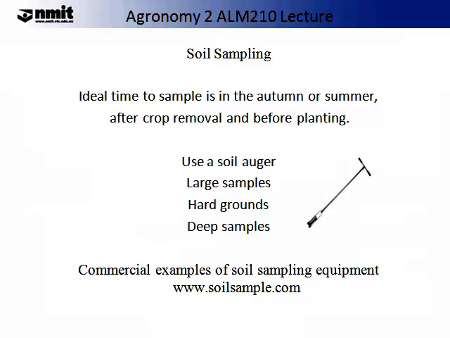The ideal time to soil sample is in the autumn or summer, after crop removal and before planting. It is advisable to use a soil auger. Take large samples, hard grounds and deep samples. Commercial examples of soil sampling equipment are found on the website below, www.soilsample.com. We will not go into a lot of detail about these techniques as they are covered in your soil and nutrition topics, which you will study later on.